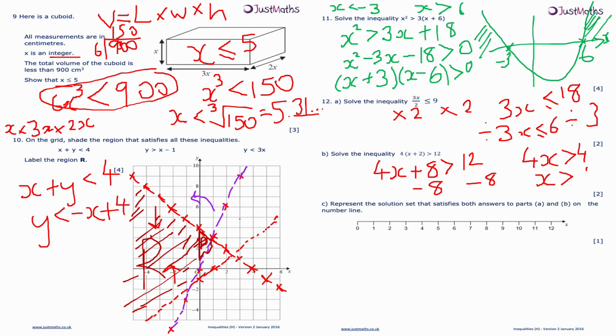Part C says represent the solution set that satisfies both the answers in part A and part B on the number line. So it's x is less than or equal to 6. So it's going to be a filled circle because it's got the equal sign, and then bigger than 1, so it's going to be a hollow circle like that. So x is in between 1, oops, not a 6, sorry. x is greater than 1, but less than or equal to 6 is the bit that satisfies both part A and part B. Okay, so I hope that makes sense.